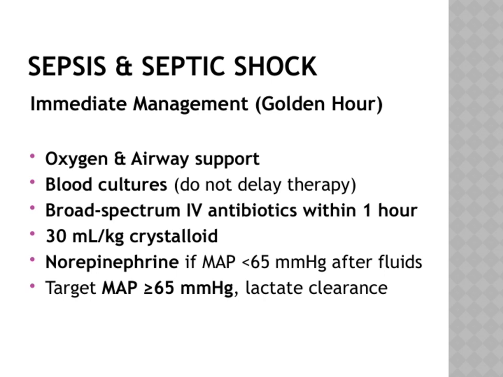Fluid resuscitation is also essential, so administering about 30 ml per kilogram of crystalloid fluid helps restore circulating volume. If after fluids, the mean arterial pressure remains below 65 mmHg, then norepinephrine is usually the vasopressor of choice to help elevate blood pressure. Our goal is to achieve a target MAP of at least 65 mmHg and to monitor lactate clearance, which indicates that tissue perfusion is improving.